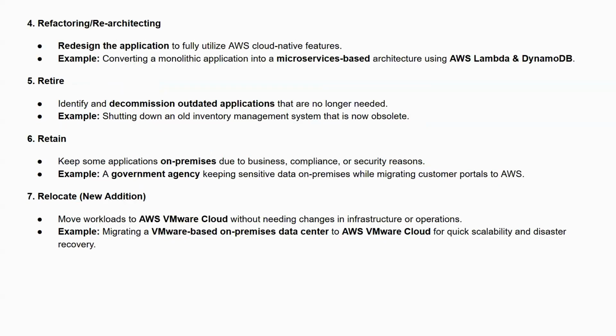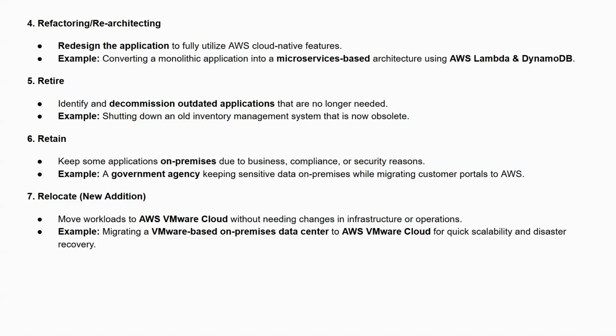And refactoring, redesign the application to fully utilize AWS cloud native features, converting a monolithic application into a microservices based architecture using AWS Lambda and DynamoDB. This is the biggest feature we use while converting from on-premises to cloud. Retire, identify the applications we are no longer using or that are no longer needed. So we'll shut down an old inventory management system that is now obsolete.